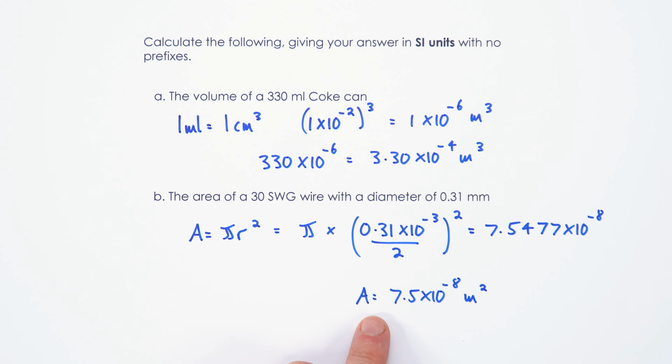So an incredibly small number, but that's because if we're thinking about something which is less than a millimetre in diameter, and then we multiply that by another value which is less than a millimetre in diameter, this is going to give us an incredibly small number. So that is an appropriate answer for that, given in an appropriate format.